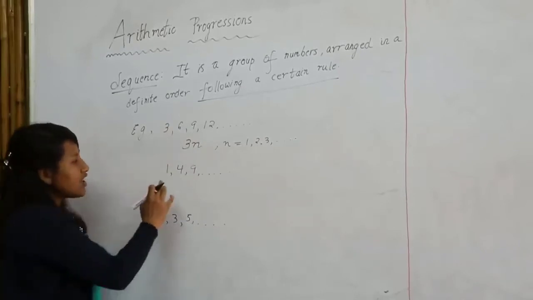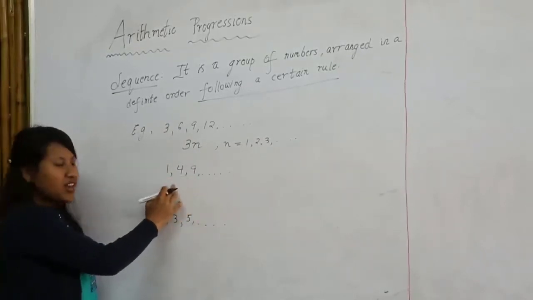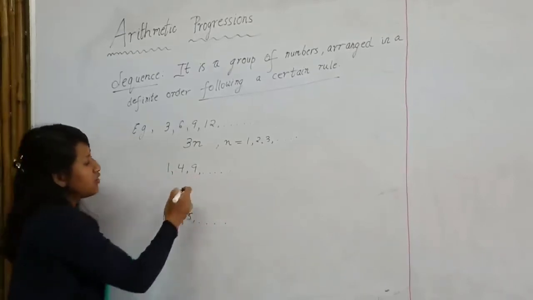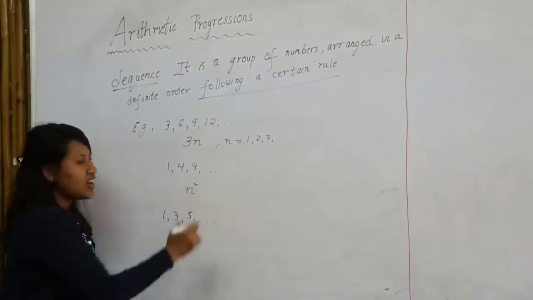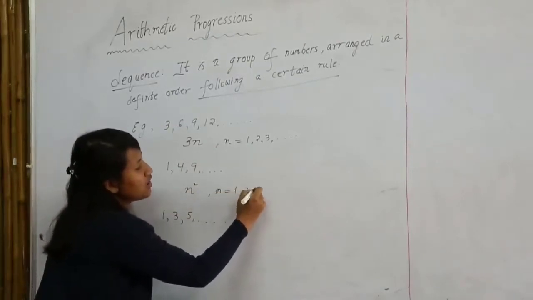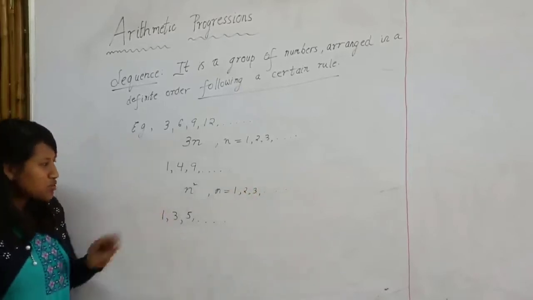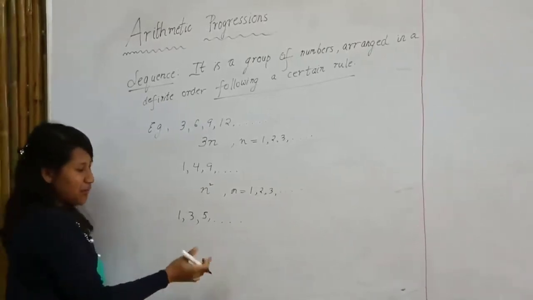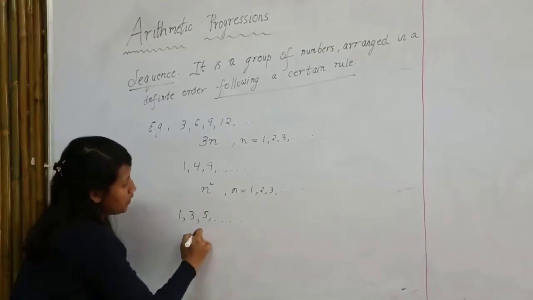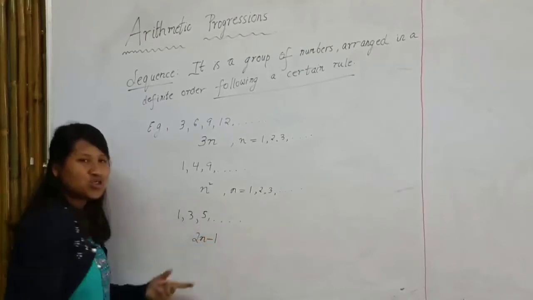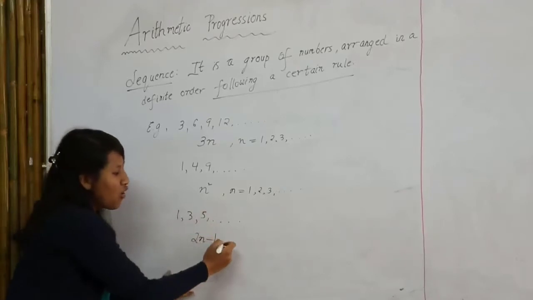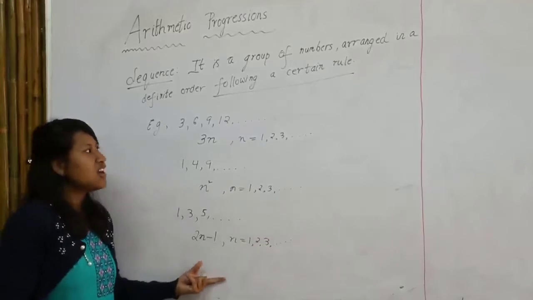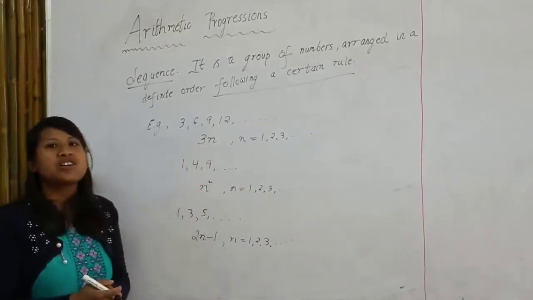Next, 1, 4, 9. If you check this one, 1 times 1 is 1, 2 times 2 is 4, 3 times 3 is 9. So what is the rule? The rule is n squared, involving the natural numbers. Now what about this one, 1, 3, 5? You have to check carefully, it doesn't come that easily. But with a lot of struggle, you will find that it is 2n minus 1. Remember, all of this has to involve natural numbers. So this rule is what applies to a sequence.